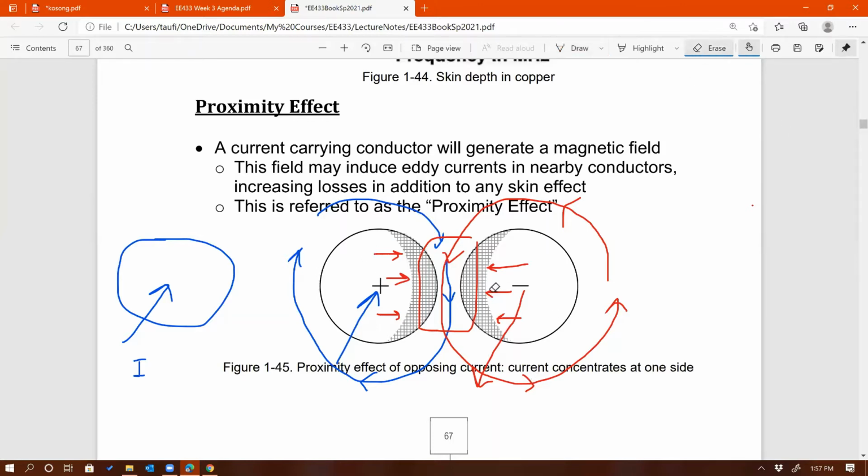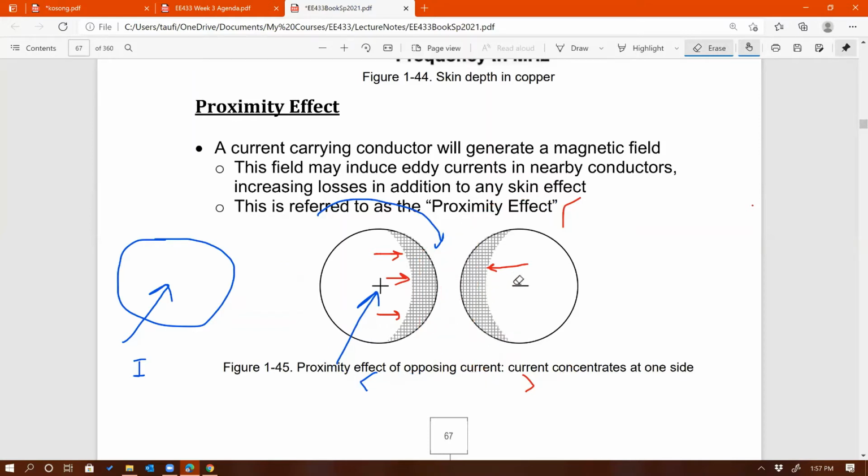So I'm going to erase this. So this effect, where the electrons within a conductor are being affected by the magnetic field produced by the other conductor due to the current through the other conductor, we call that effect proximity effect, right there. Is that clear, or does that make sense to you? Now you know the difference between skin effect and proximity effect.